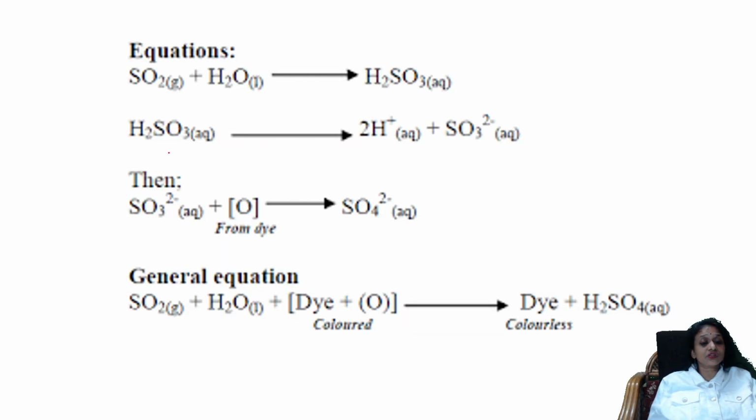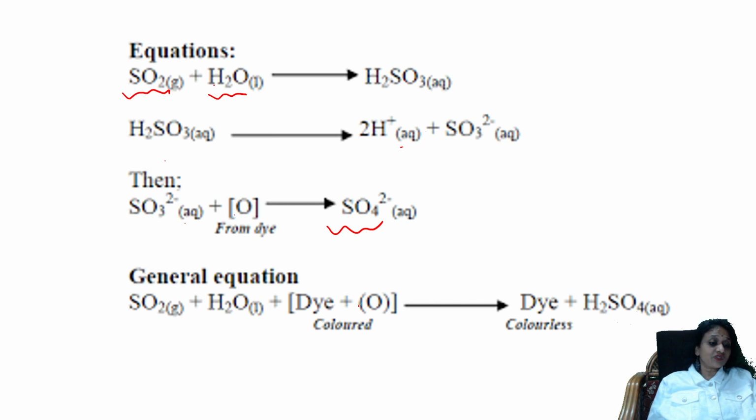Why? See here, students. When you dissolve sulfur dioxide in water, it forms sulfurous acid. That sulfurous acid further dissociates into a proton and sulfite ion. Now, observe carefully, students: this sulfite ion combines with whatever dye you are taking and forms sulfate.